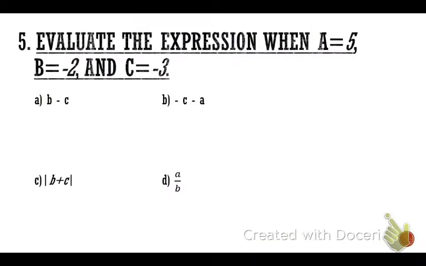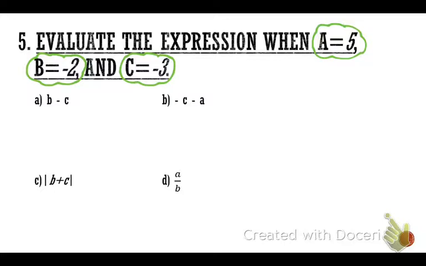The next section asks us to evaluate the expression when A equals 5, B equals -2, and C equals -3. Something that I have found that helps my students in the past is just to draw a circle or cloud around the A, B, and C so that they don't accidentally forget what those numbers are. Now all we're going to be doing is plugging in. Everyone say plug it in, plug it in.